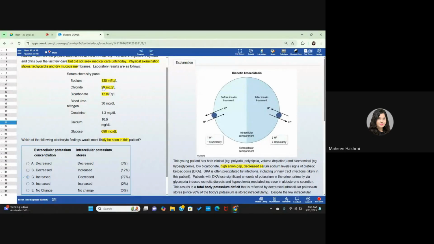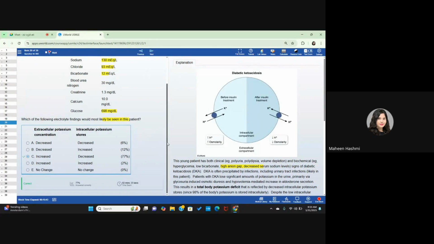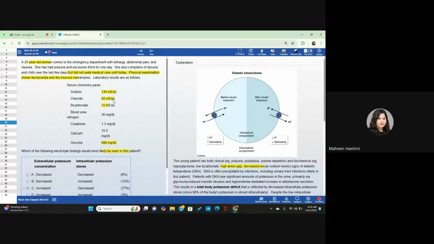But yes, DKA is a high anion gap condition. Don't go by the glucose levels, because if it's lesser than 500, most likely DKA, greater than that HHS. But what we usually distinguish on is the anion gap metabolic acidosis. You should have a high anion gap metabolic acidosis for DKA. If the anion gap is normal, most likely they're referring to HHS, irrespective of the glucose levels.